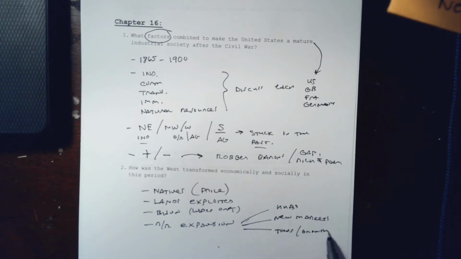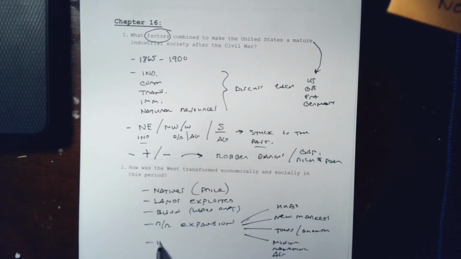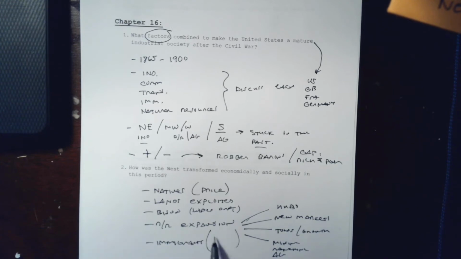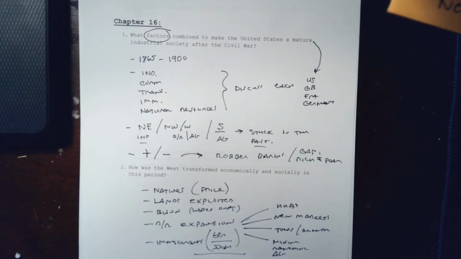growth, industries of mining, ranching, agriculture, right? You can talk about immigrants, largely German and Irish coming this way. You can also talk about the Chinese in the building of the railroads. Okay. And again, just economically and socially, you're just going to talk about all these things right here.